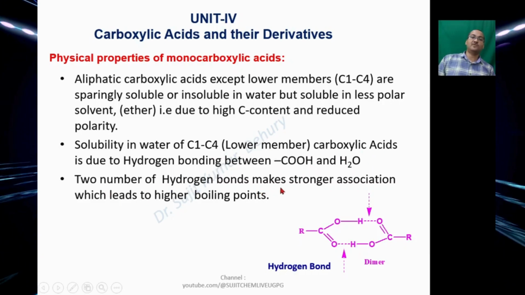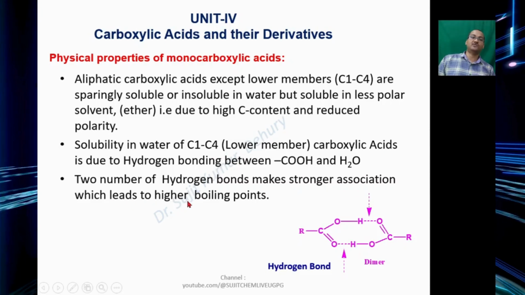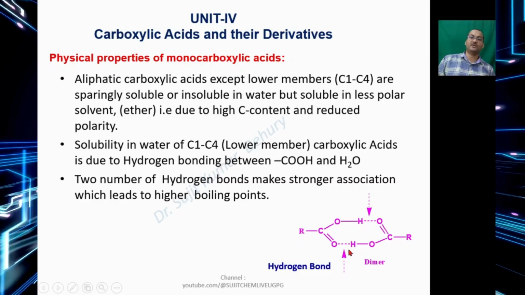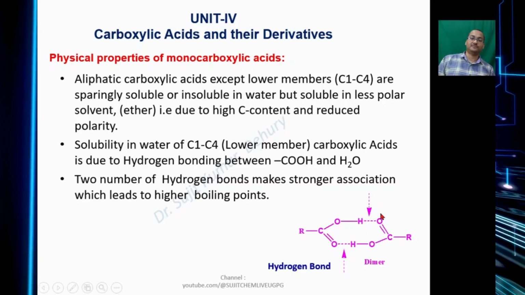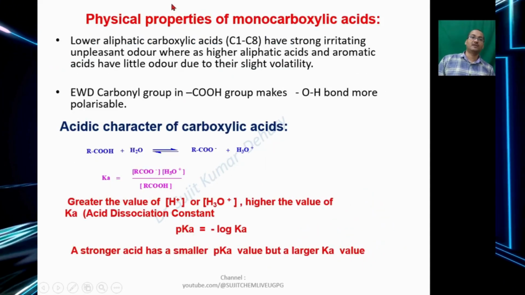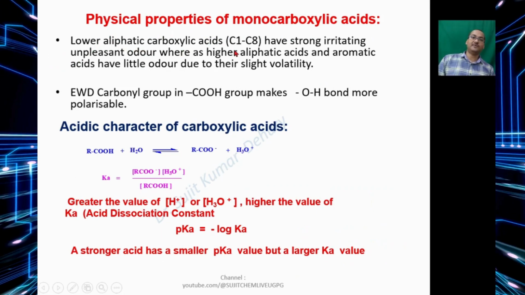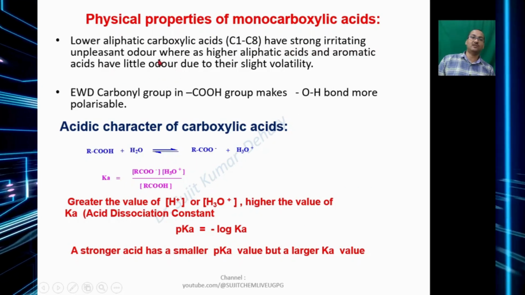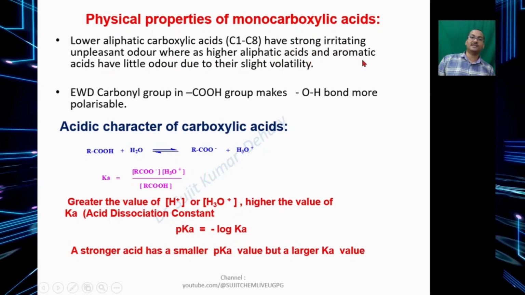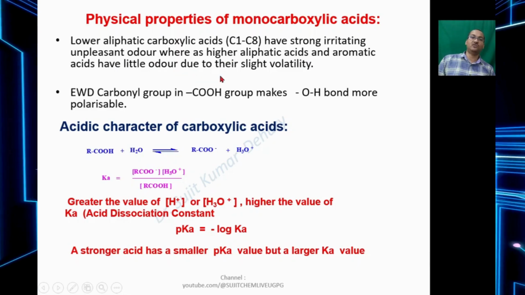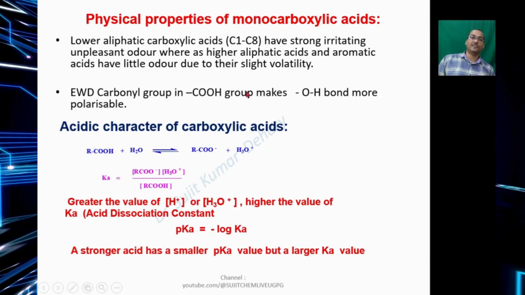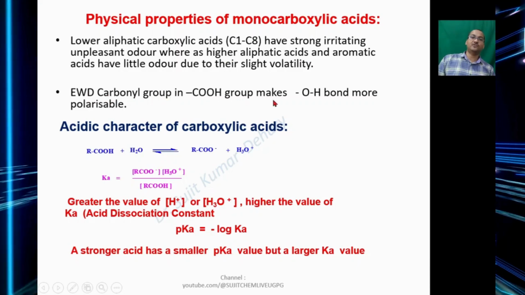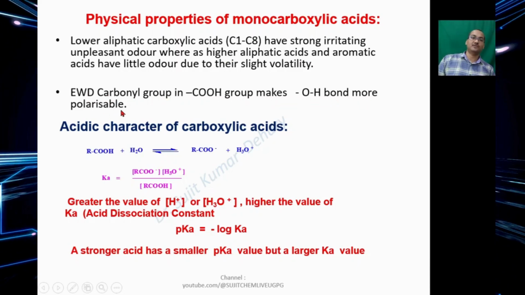Two hydrogen bonds make a stronger association, which leads to higher boiling points. Here you can see we have represented two hydrogen bonds, so it leads to a dimer. Similarly, lower aliphatic carboxylic acids, C1 up to C8, have a strong irritating unpleasant odor, whereas higher aliphatic acids and aromatic acids have little odor due to their slight volatility. The electron withdrawing carbonyl group in the COOH group makes the OH bond more polarizable.